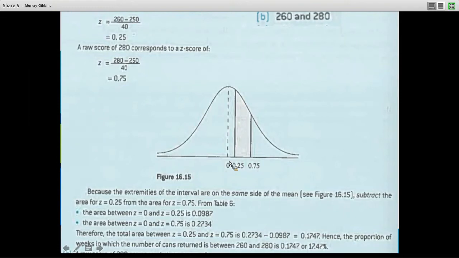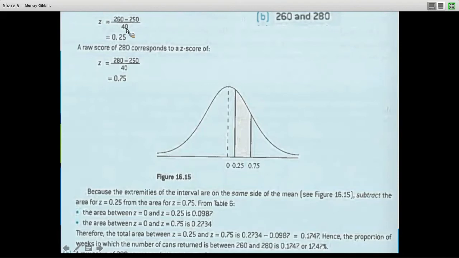Again, draw your graph. I'd put 250 in the middle, the mean, and I'm now trying to find this area between 280 and 260. I'd put 280 here and 260 here. That lets me know that I've really got to find the area of 280, find the area of 260, and now subtract the two to find the grey area in the middle.